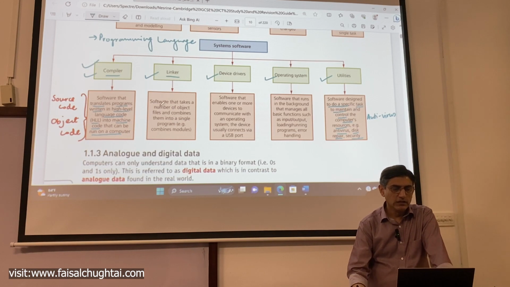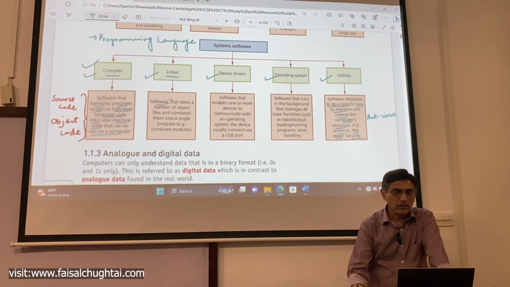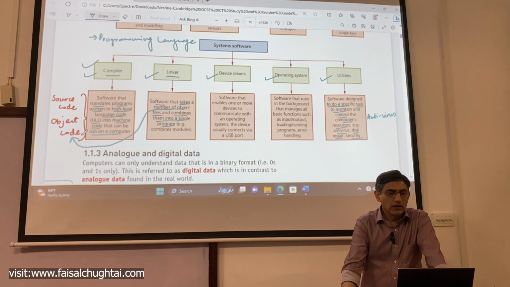Okay, so it says software that takes a number of object files and combines them into a single program. I just explained to you what an object code is. So where it says takes a number of object files, it is referring to the object code. Yeah, combines them into a single program. Now, what is he talking about here?